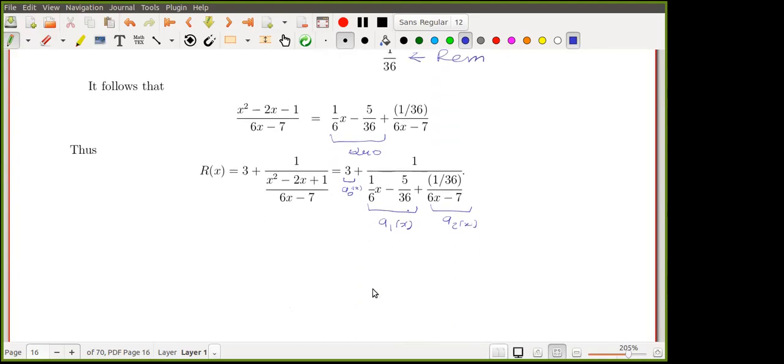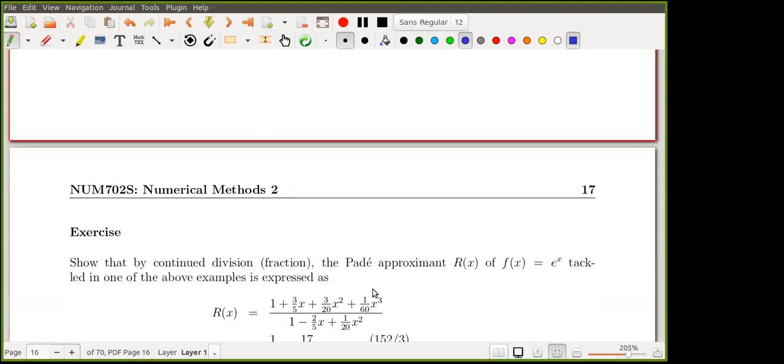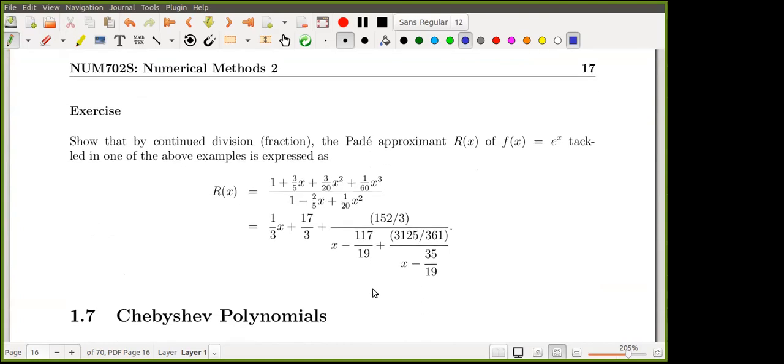Once this is understood, you can apply that to any other rational function. Now, coming back to the Padé approximation of f(x) equal to e^x, that is the exponential. If you recall from the last computation, this is what we obtained. Now, if you perform the continued fraction method that we just saw on this, this is exactly what we will get. So this is our a0(x).